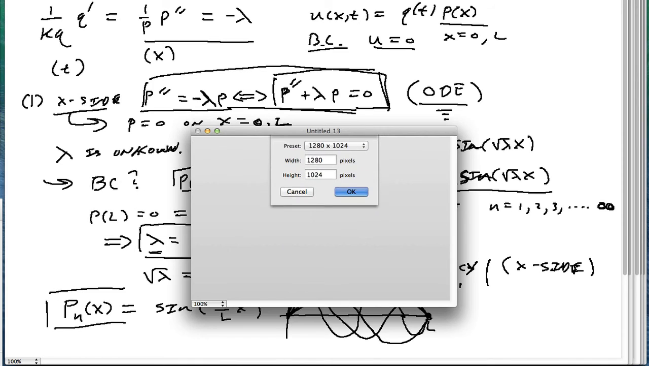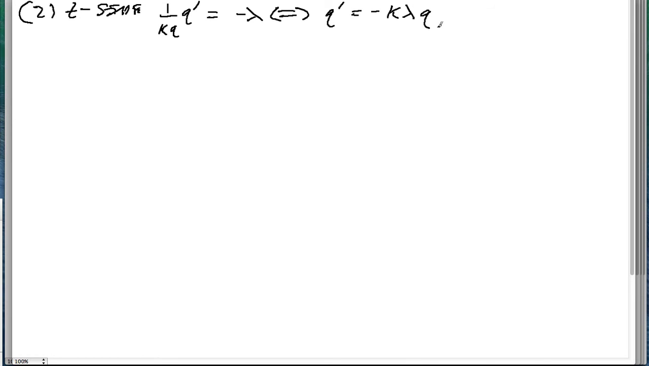So now let's go talk about the other side, the t side. The equation was q prime over kq equal to negative lambda. So that becomes q prime is equal to negative k lambda q.